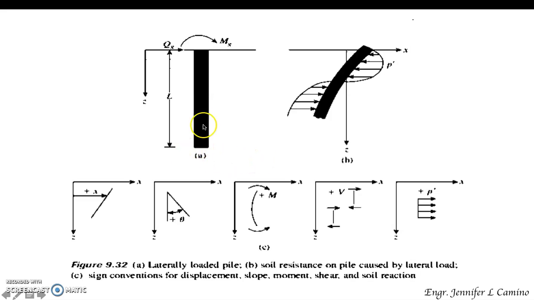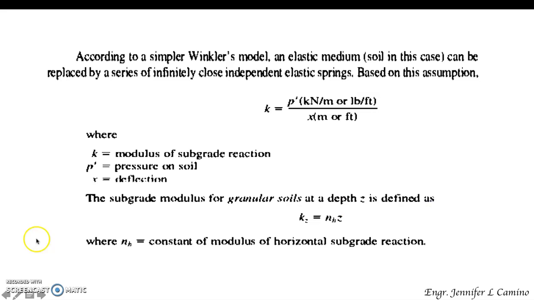For this laterally loaded pile, you have Q sub G, that is the lateral force acting on our pile. So we have here our illustration for the soil resistance on the pile caused by the lateral load. This is the sign convention for displacement, for slope, for moment, for shear, and soil reaction. So this illustrates the sign convention for the displacement for a laterally loaded pile, the slope, the moment, the shear, and the soil reaction.